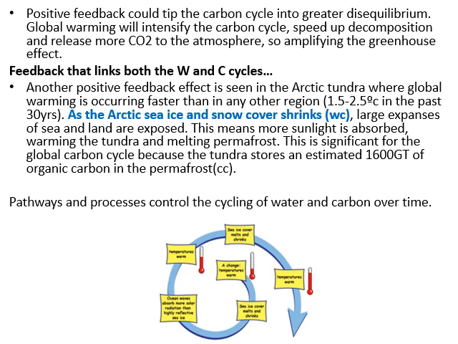So global warming will intensify the carbon cycle, will speed up decomposition, will release even more carbon into the atmosphere from those melting ice sheets. And as the Arctic sea ice and snow cover shrinks, we've got much greater land and sea exposed. It's darker in colour, which means more sunlight is therefore absorbed, which warms the land further, and the remaining snow and ice melts even faster. That's the sort of classic positive feedback mechanism that we talk about in the Arctic.